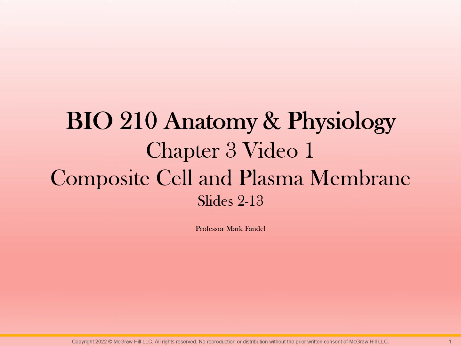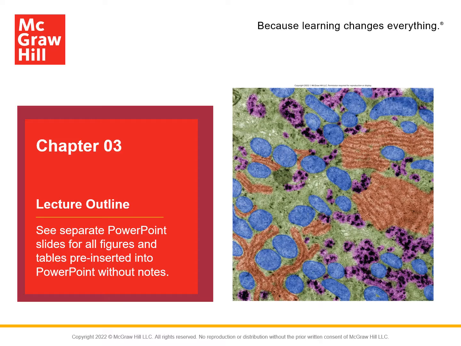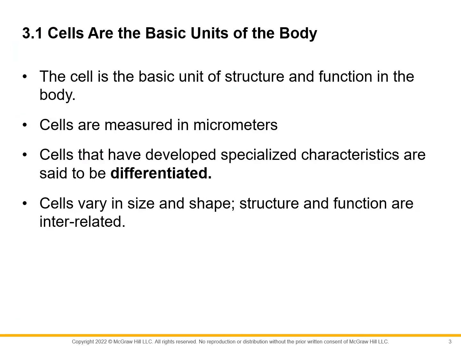Today in this video, we're going to start chapter 3. We're looking at the basics, the composite cell and plasma membrane. So remember, the cells are the basic unit of the body. We went over the idea of the building blocks in chapter 1.